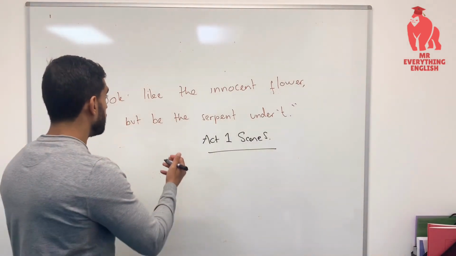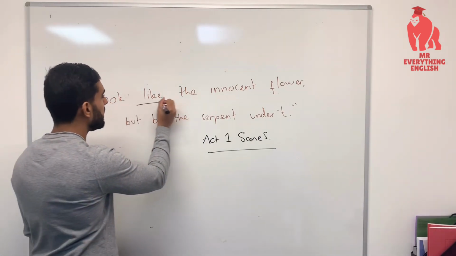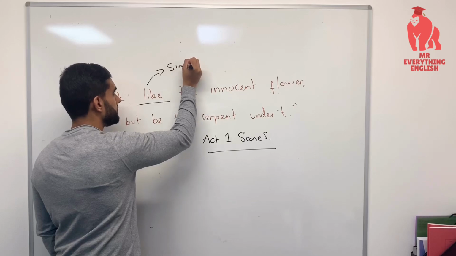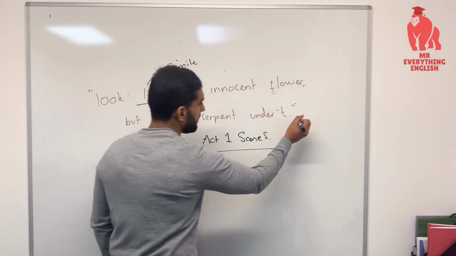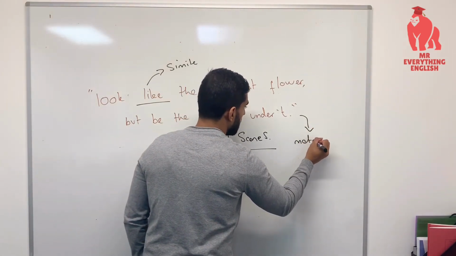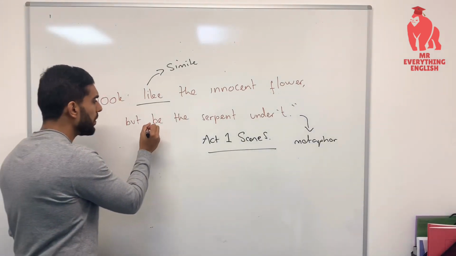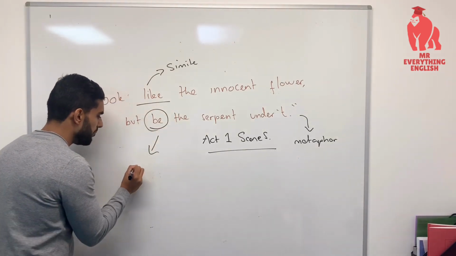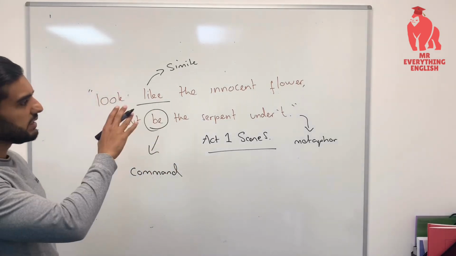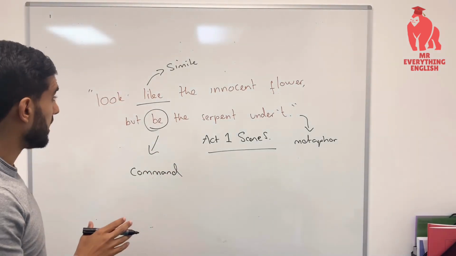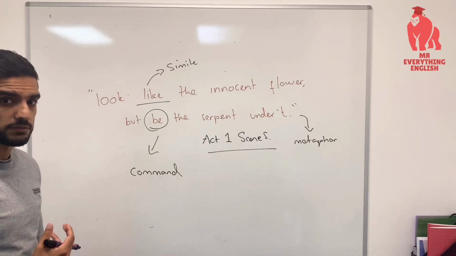First things first, guys, you've got language devices. It's two parts. Look like the innocent flower. The "like" makes it a simile. But be the serpent under it. Now we are looking at her using a metaphor. Before we look at the simile and the metaphor, I want to focus on the word "be". This then becomes a command. Now these are the three different things for now that I want to focus on. Look like the innocent flower.